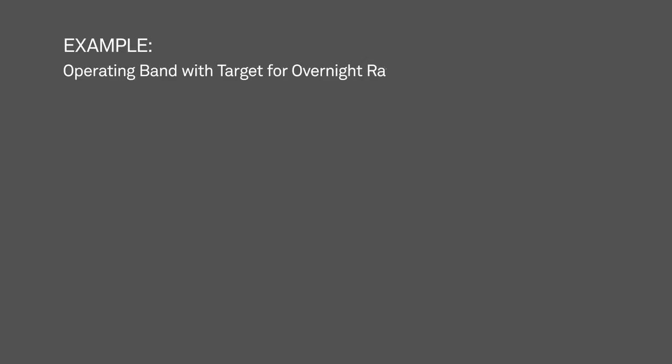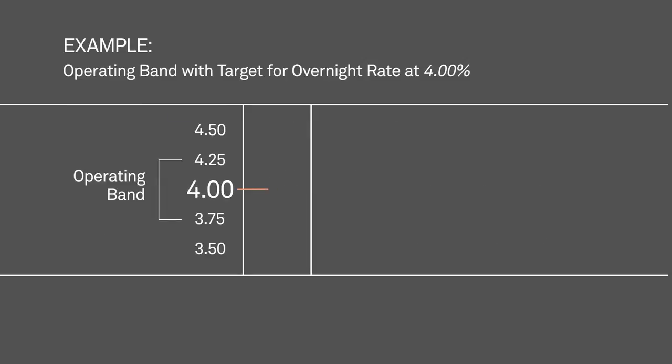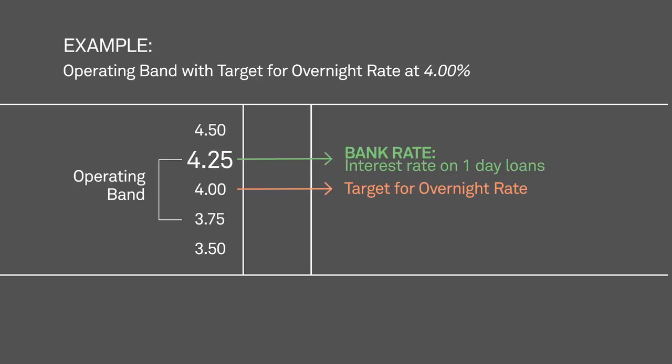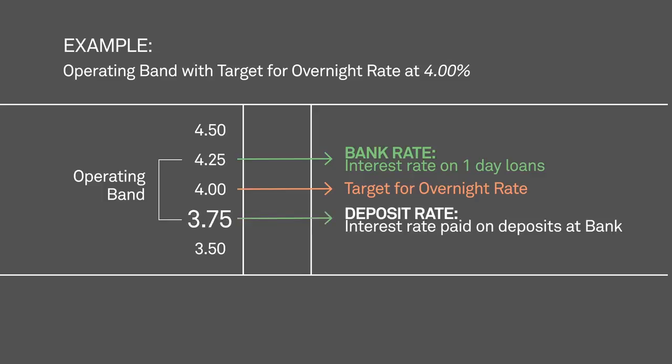At the center of a 50 basis point operating band is the target for the overnight rate. The bank rate, at the top of the operating band, is the interest rate that the Bank of Canada charges on one-day loans to FIs in a short position. The deposit rate, at the bottom of the band, is the interest rate that the Bank of Canada will pay FIs in a long position that deposit these funds with the central bank overnight. Now let's see this monetary policy in action.